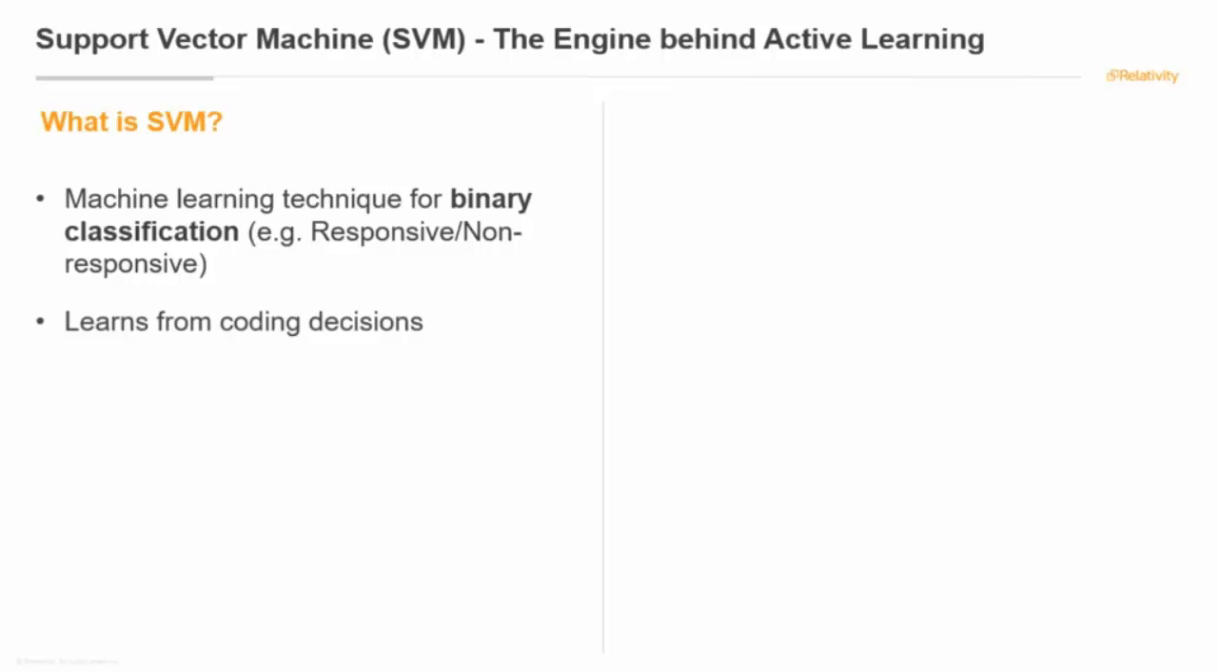SVM learns from coding decisions, and specifically, it takes the coding decisions and the text of the documents that those coding decisions apply to, and it uses that to try to figure out how documents are responsive or not. What are the words in the documents? What are the phrases in the documents that make them responsive or not?